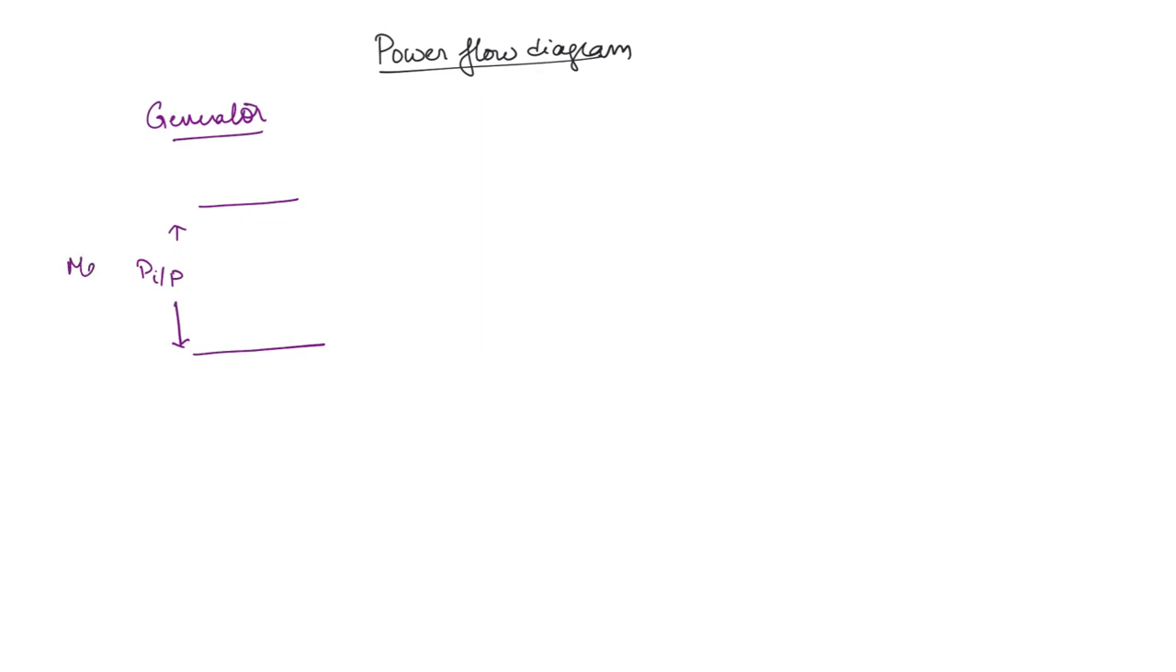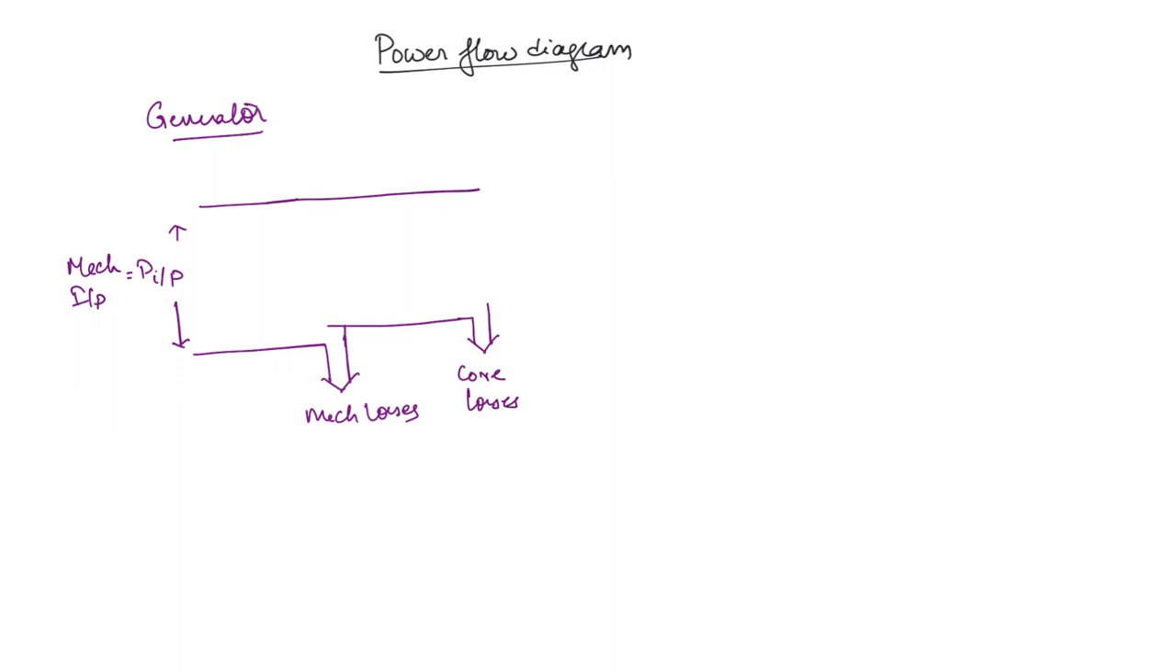So you can write here mechanical input is equal to the input power. Now out of this total available input power, some of it will be used up for mechanical losses. So this comprises the friction and windage losses. So what will be the left out power? This will be the left out power. From here, once again, you can take off the core losses.